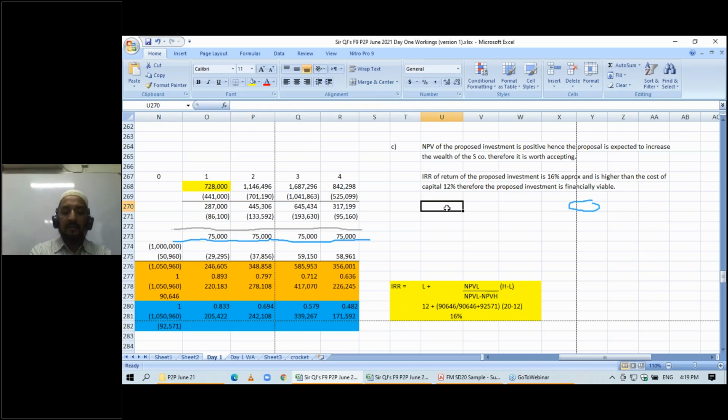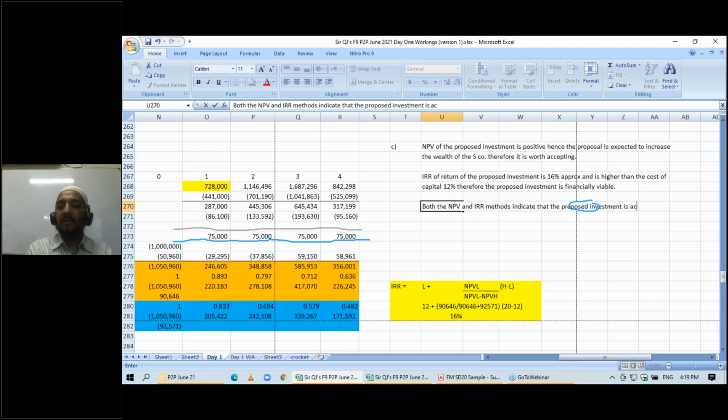So the conclusion is that both the NPV and IRR methods indicate that the proposed investment is acceptable. Okay, now this was the evaluation, the first part of our answer.